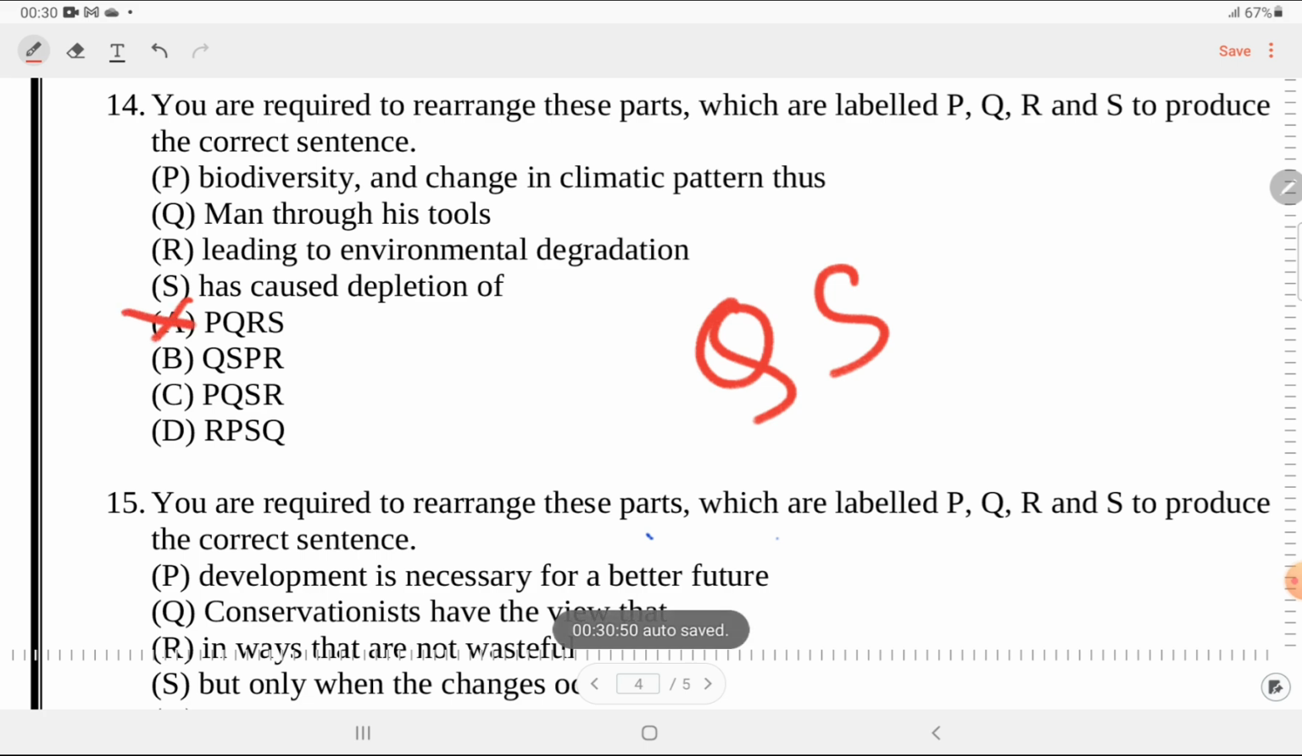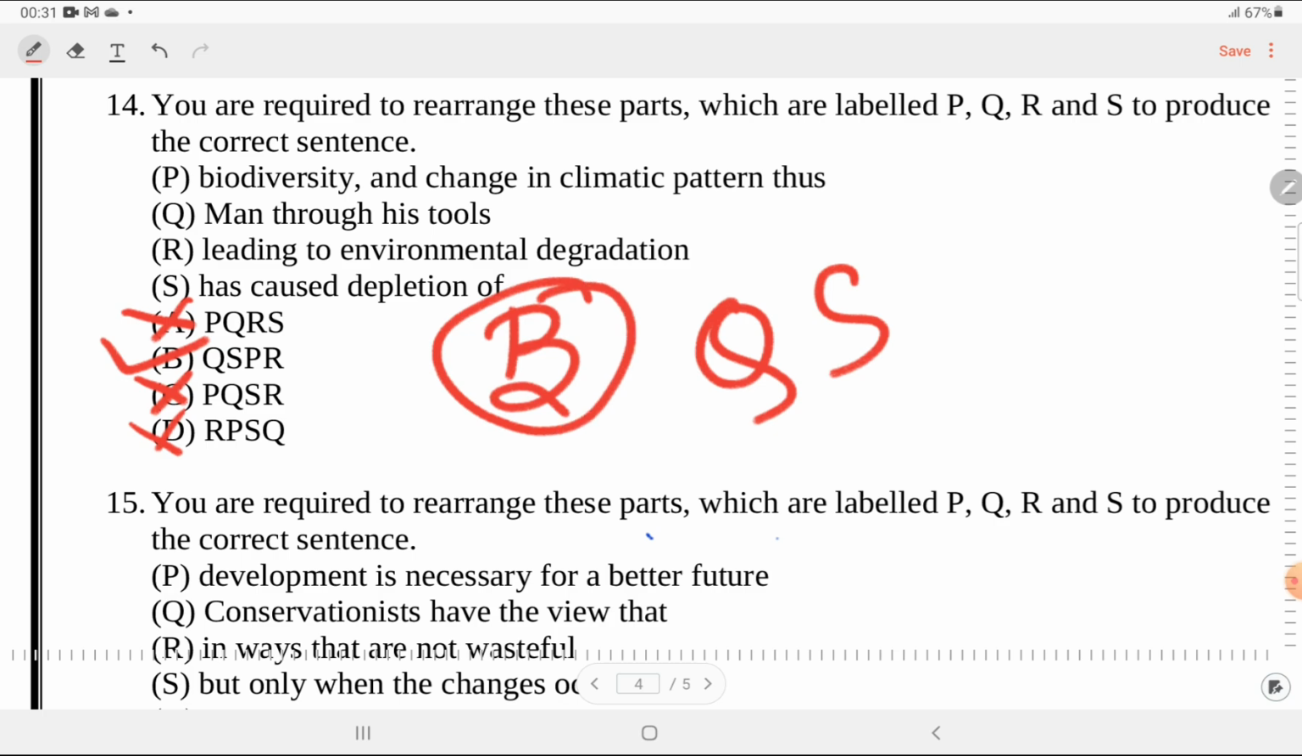Here it is not there. Q and S. Here we have C में भी है and here we do not have. Now C. Q से sentence start हो सकता है, P से हो सकता है, no. A sentence cannot begin with P, biodiversity and change in climatic pattern, thus, so it does not make any sense. It is B only, 14B. Okay, 14B. Now the last one.